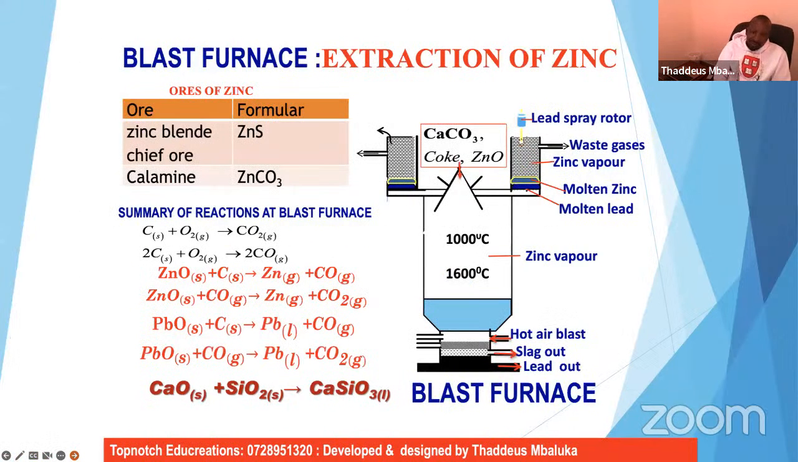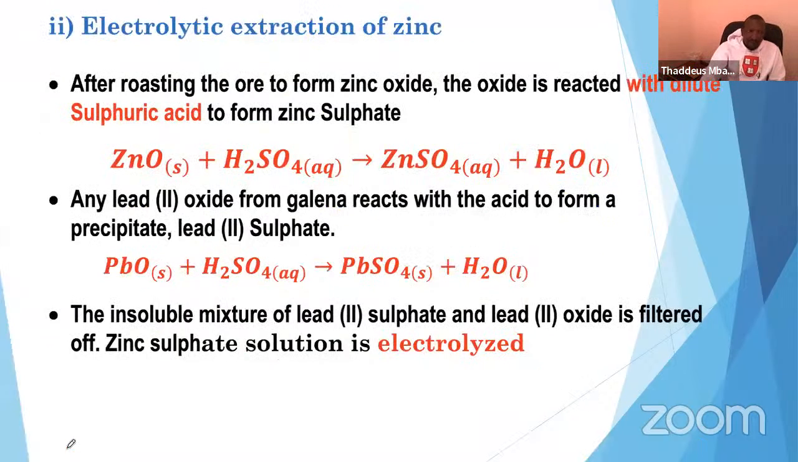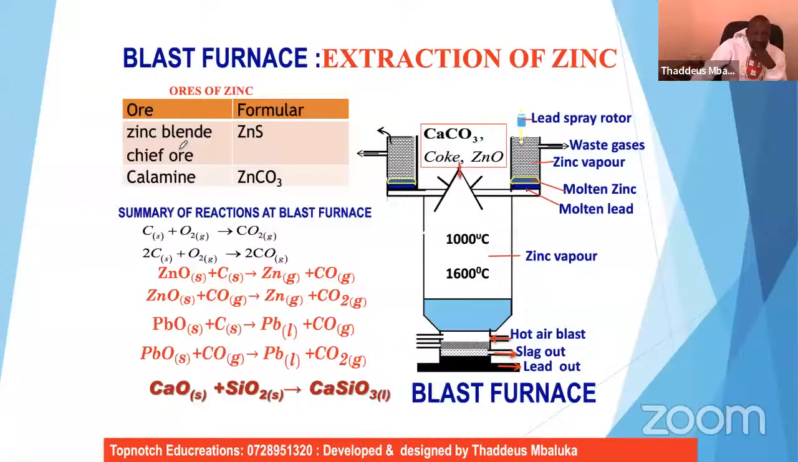Let's look at the summary on extraction of zinc. We have the main ore, it's here. It is zinc blende, which is the main ore. Then we also have calamine. Now, the main reactions are as follows.